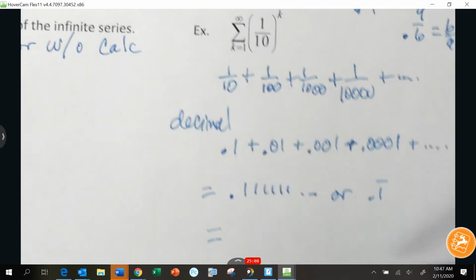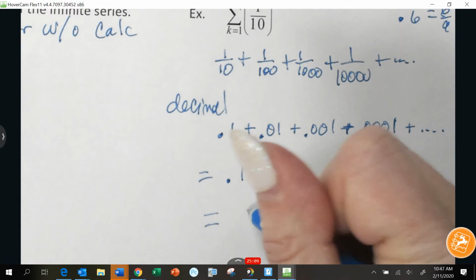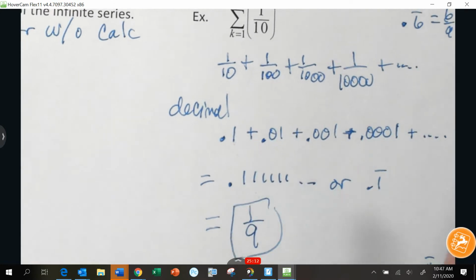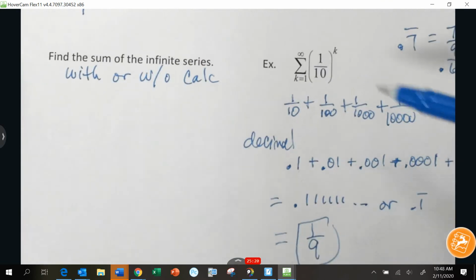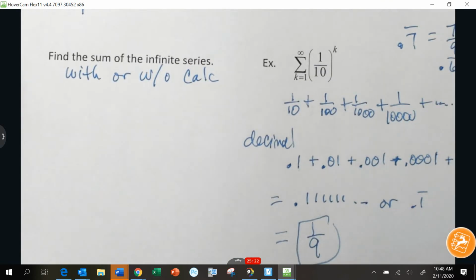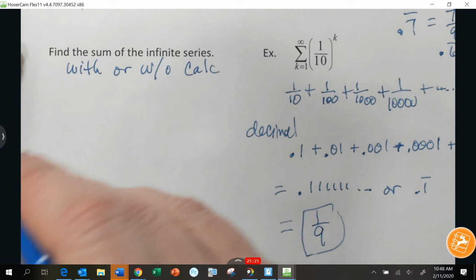So what is our answer for this? If we add all these terms up, we get 1/9. If I'm going to ask you to do something like this without a calculator, there's got to be a pattern. Otherwise, you won't be able to do it without a calculator. To do it with a calculator, you just type it in. I don't want to do that real fast, but I do want to do one with a calculator.